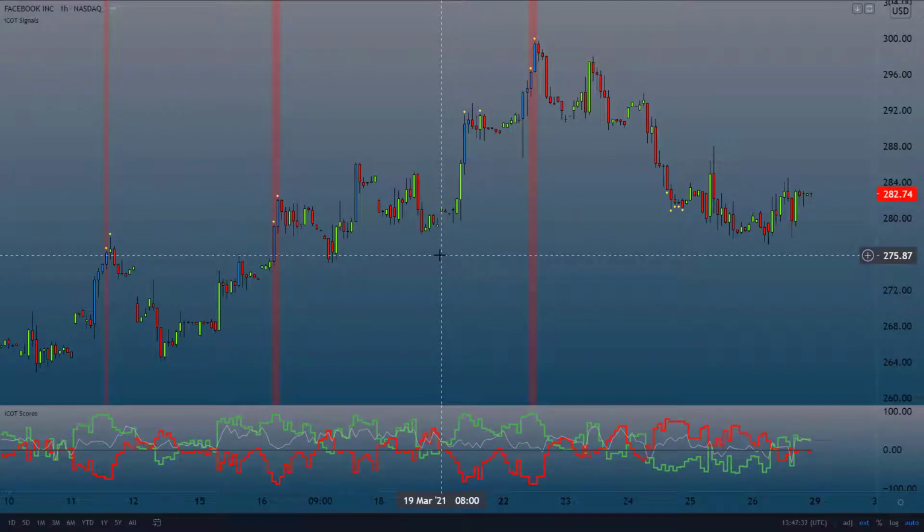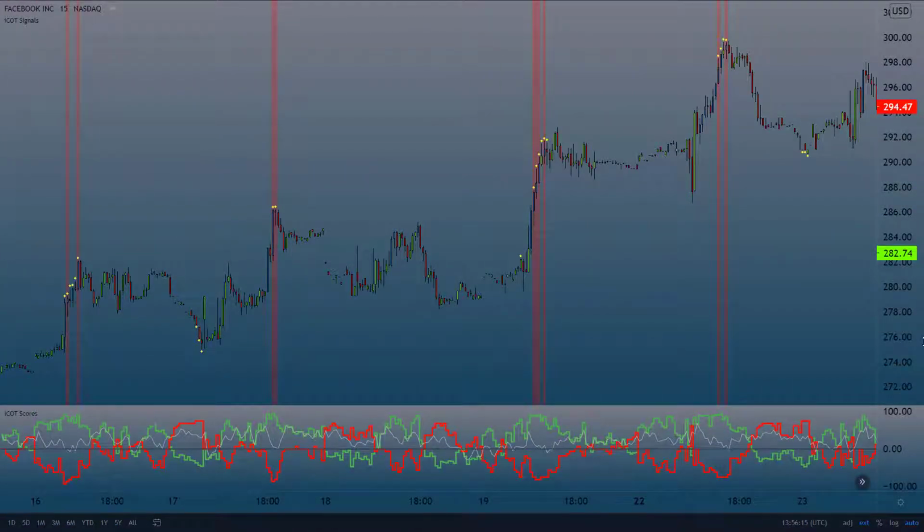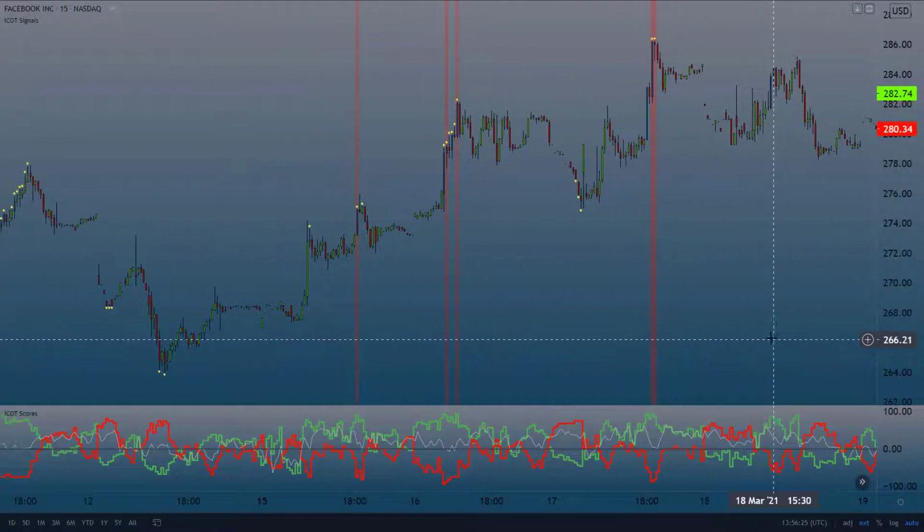And of course, for those of you who trade very short term, these might actually give you some very nice opportunities. Moving on to the 15 minute candlestick chart, you can see even more signals. So this is the 15 minutes, and you can see a lot of these vertical lines. And in our experience, this 15 minute candlestick chart works pretty well.